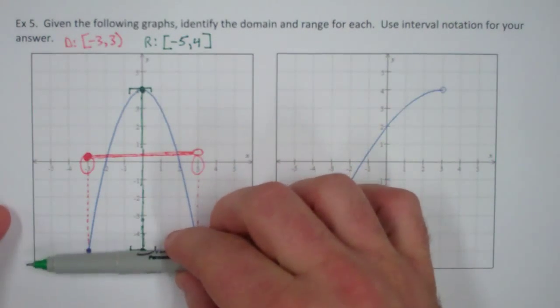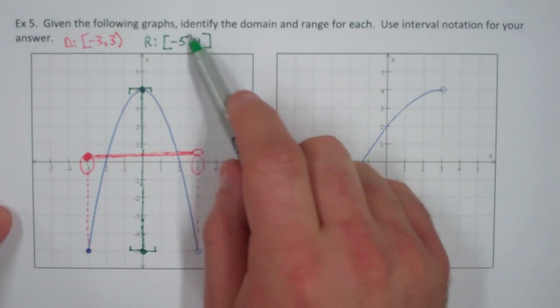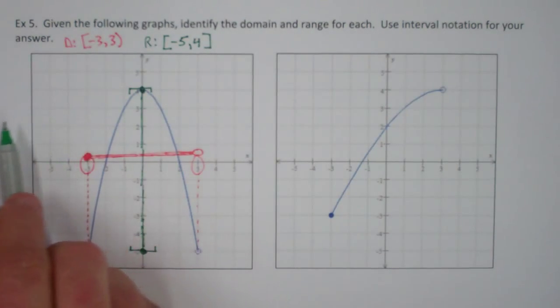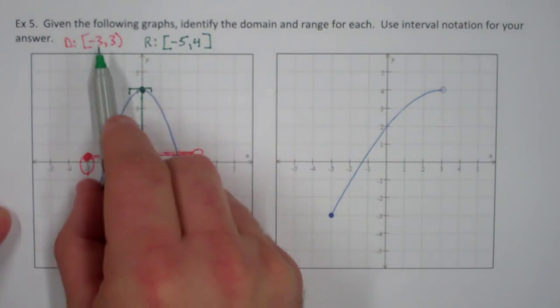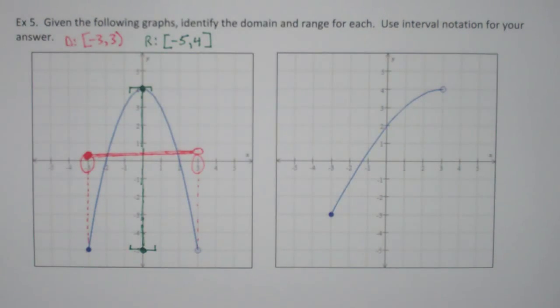Notice how the graph doesn't exist below -5 or above 4. And our interval notation, our range, doesn't have that either. And this graph doesn't exist to the left of -3 or to the right of 3, and that's right here in our domain. Let's utilize this same concept with the next one.